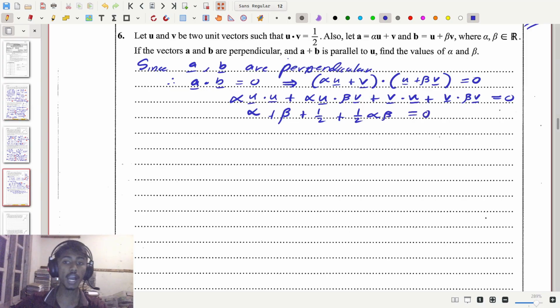Now at this point, I'm going to call this equation number 1 and move on to my second fact regarding vectors a and b, in order to find another equation of alpha and beta that I can then use in order to find the values of alpha and beta. So at this point, we are done with a vector and b vector being perpendicular. Now let's move on to our second fact, which states that a vector plus b vector is parallel to u vector.